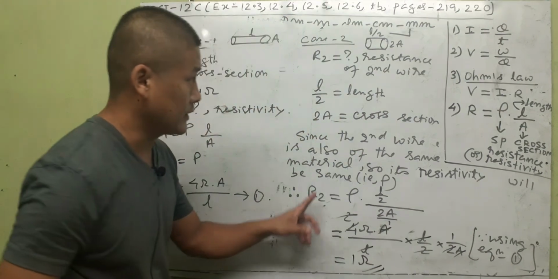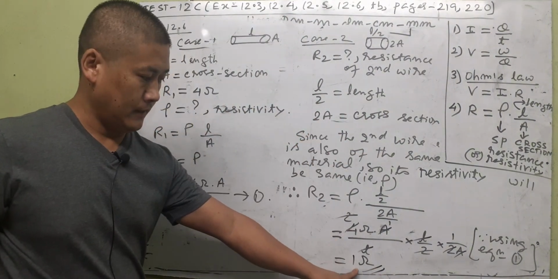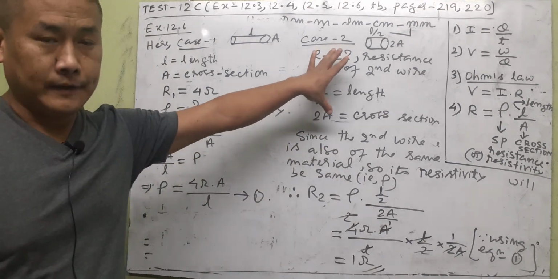So the resistance of this second wire is 1 ohm. That's your answer. So now you can go and give the test, okay?